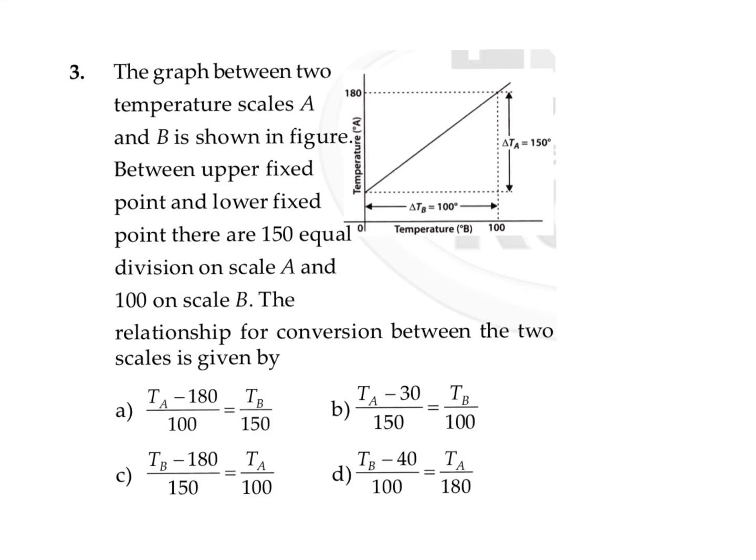In this question it is given that the graph between two temperature scales A and B is shown in the figure. Between the upper fixed point and lower fixed point are 180 equal divisions on scale A and 100 divisions on scale B.